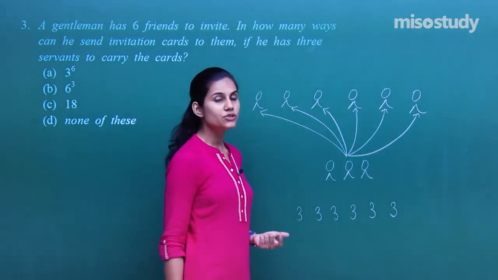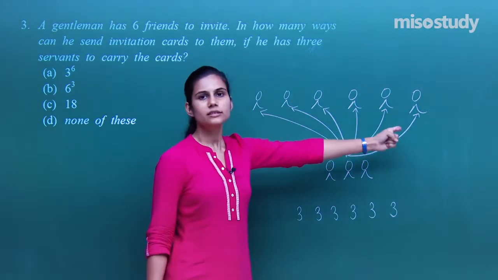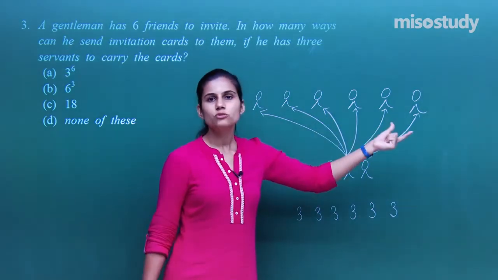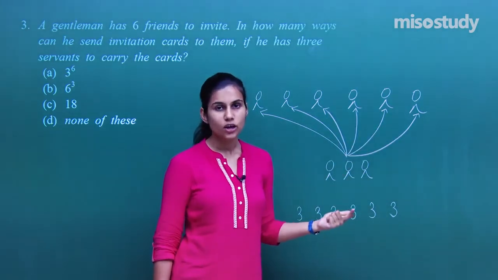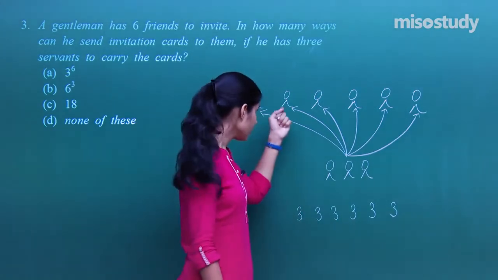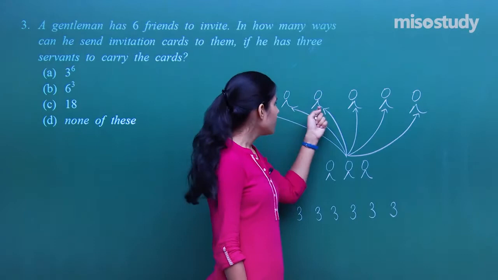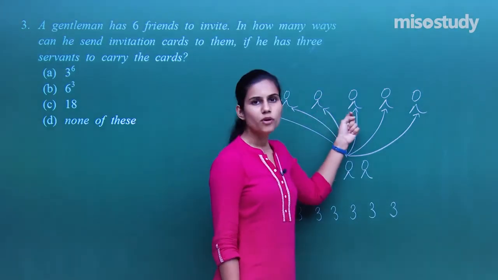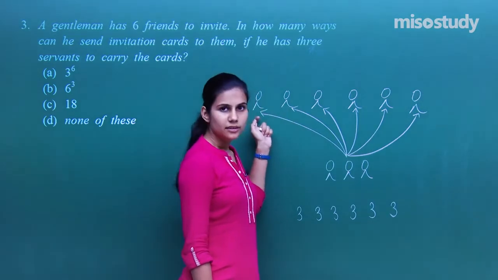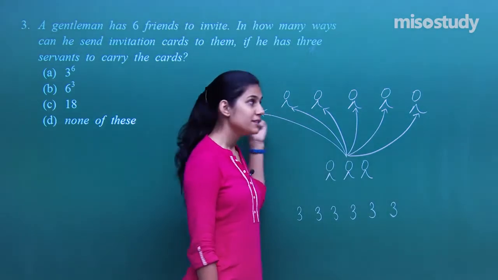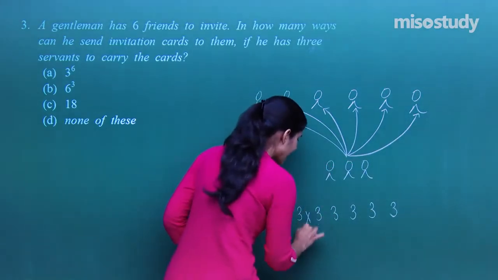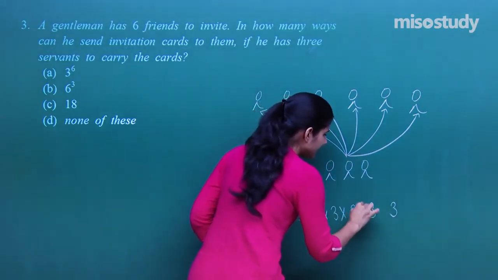My task is to actually give invitation cards to all the 6 friends, right? That means all the tasks need to be performed, or I can say once you are done performing the first, go and perform the second. Done performing the second, go perform the third. Done performing the third, go perform the fourth, and so on. That means when one job is done, then go and perform the next job. That means all the jobs need to be done. That means this and this and this and.